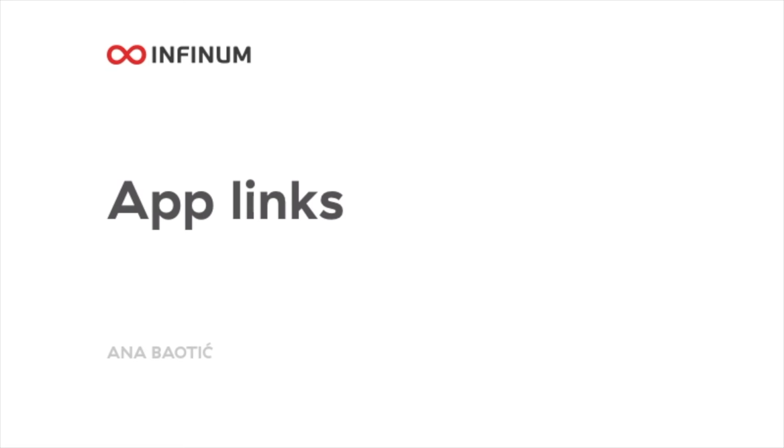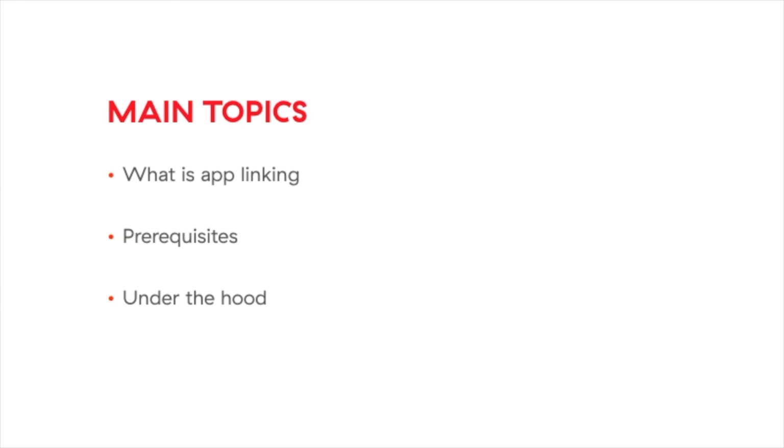I'll be saying a few things about app links, which you probably know something about. This is just a quick overview of some functionalities which were brought in Android M. So the topics today are basically what is app linking, what are the prerequisites for you to implement it, and some items under the hood which you might find interesting.